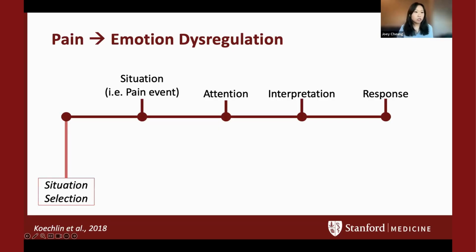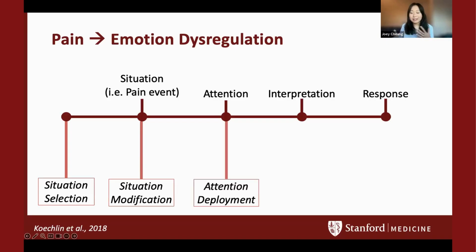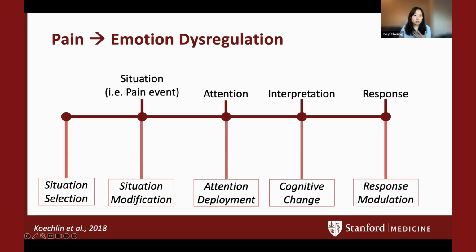At each of these different time points, we have the opportunity to regulate how we feel in that moment. We can choose to select a different situation. We can choose to change the situation that we're in. We can choose what we pay attention to. We can choose to change how we're interpreting or making sense of the situation. And we can choose to change our response. As you can imagine, intense pain can really impact each of these steps of emotion regulation and make it more difficult for us to not only figure out how we generate our emotions, but how we regulate those emotions when they do come up.